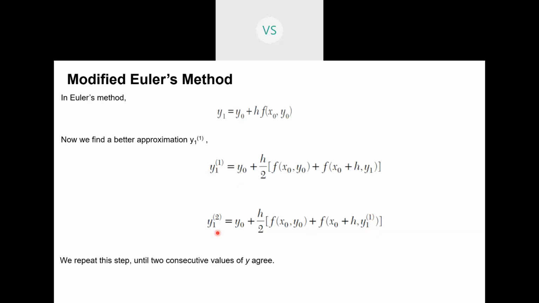Like we have seen the accuracy criteria. Some criteria will be given to you, that it should be correct up to 4 decimal places, which means the difference between y12 and y11 should be 0.0000 in this way. Some accuracy criteria will be given to you. When that criteria is reached, you have to stop finding the value.